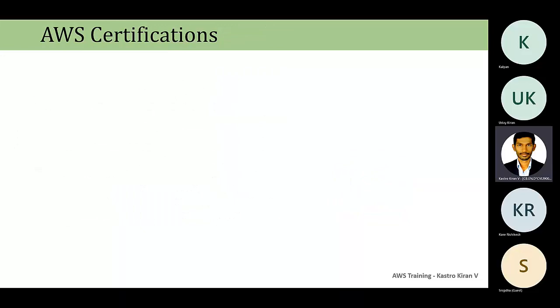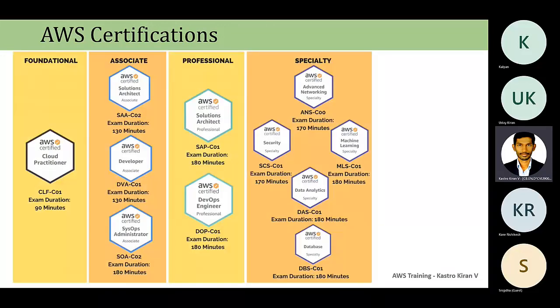Let me talk about the foundational level, which is Cloud Practitioner, a basic level certification exam, and the duration of this exam is 90 minutes. The associate level exam duration is 130 minutes, and the professional level is 180 minutes. If you want, I'll share this particular image so that you can have a look. Even if you go to Google and type AWS certification exams, you'll find this one.